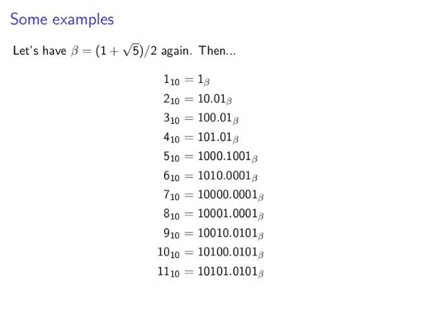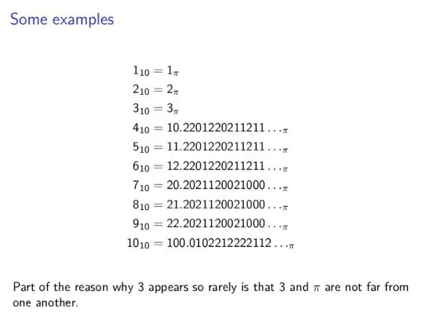6 is 1010.0001. Now we'd think that going from 6 to 7 we just add a 1 in the ones place, but we can't do that because that means we would have a 11. So instead, 7 has this much stranger expansion of 10000.0001. Things get even weirder if we look at base pi.